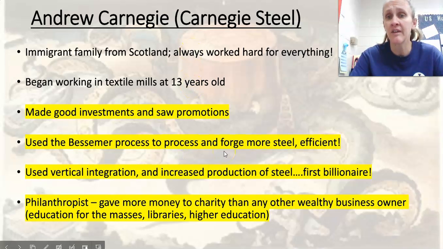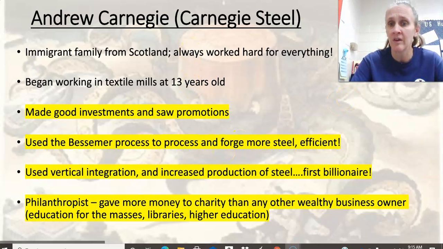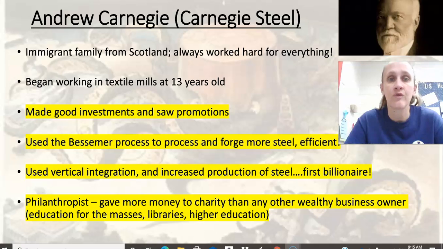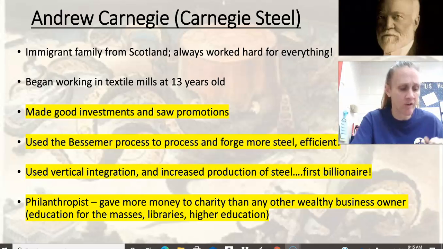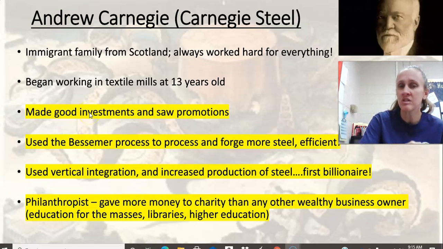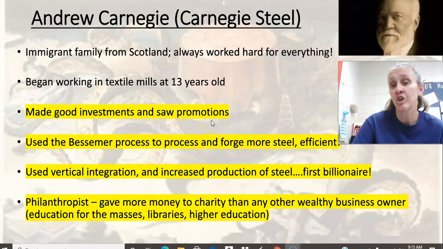All right. So now there's Andrew Carnegie, and let me show you him. There's Andrew Carnegie up here, white beard, kind of stands out a little bit from Rockefeller. So Carnegie was an immigrant from Scotland. His family came over. They're very poor. They worked really hard for everything that they had. He began working at 13 years old in the mills. He saved his wealth. He was really good at saving his money. And he'd invest it, and he had really good business sense too, so he knew where to invest it to turn his money over. And because he was such a good worker, he saw a lot of promotions, so he worked his way up in the companies.